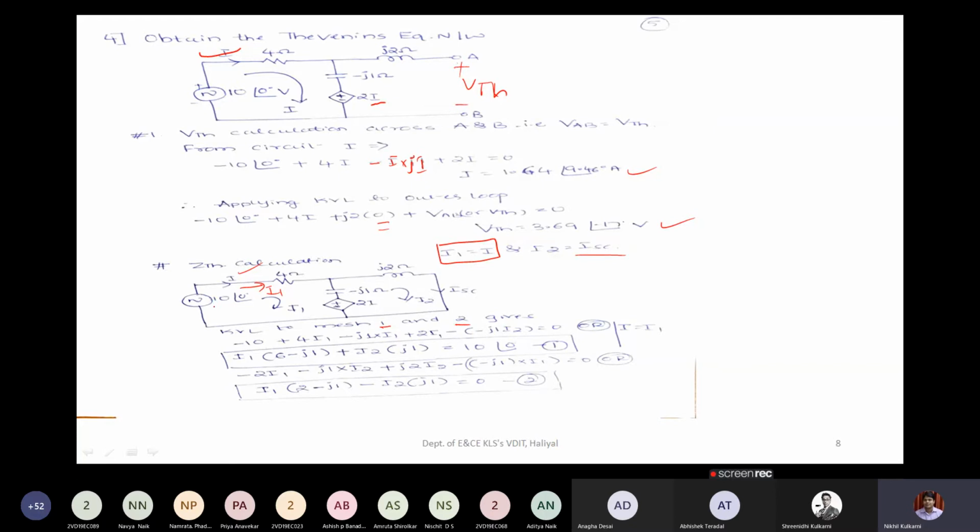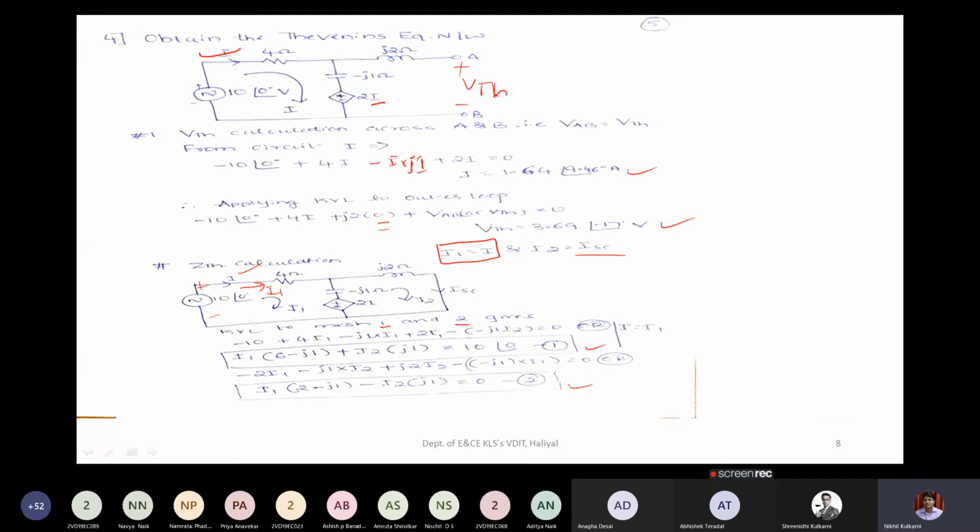If you apply KVL to mesh 1 and 2 separately, for mesh 1 you will get minus 10 plus 4 times I1, then again minus j1 into I1 plus 2 times I1, and again here, if you take the current I2, that will be minus of minus j1 into I2 equal to 0. If you solve, you will get this equation. Similarly, for the second mesh, you will get this equation.